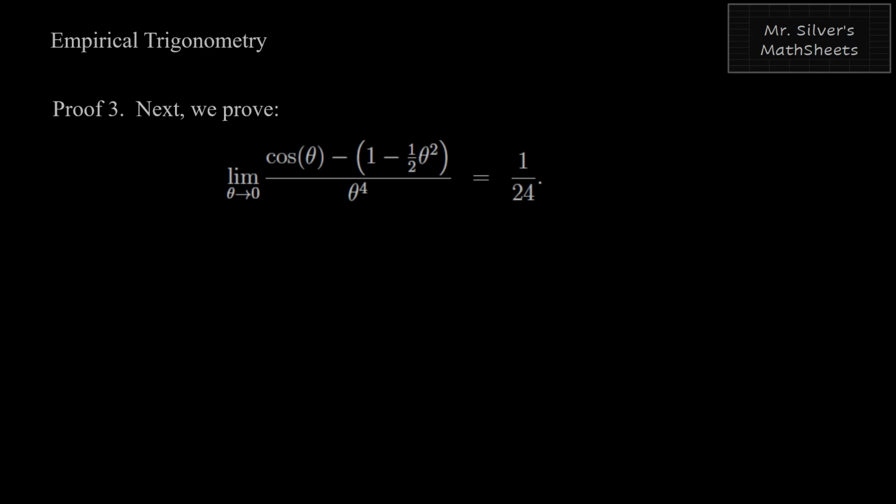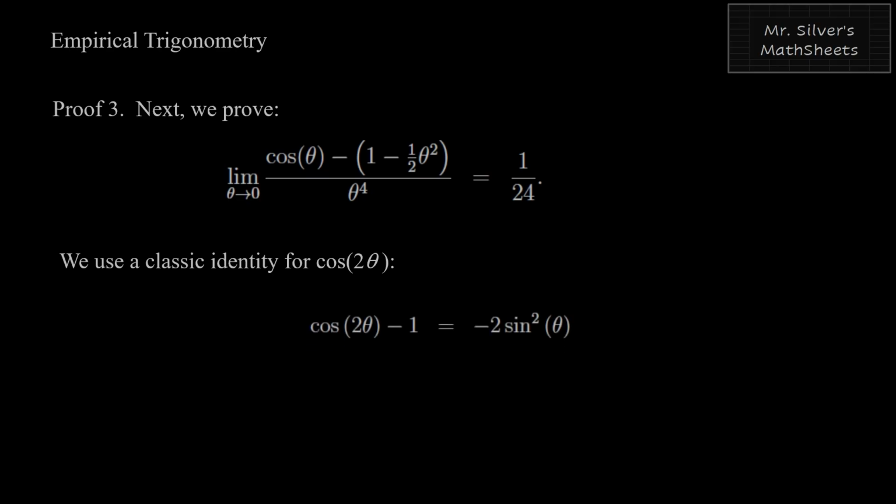Okay, now cosine. This one is also fairly easy. We're going to use the same theta minus sine theta over theta cubed result again. So we'll start off with this relationship.